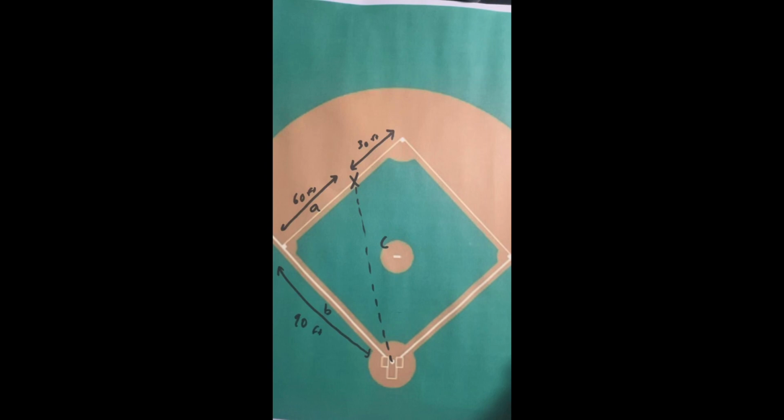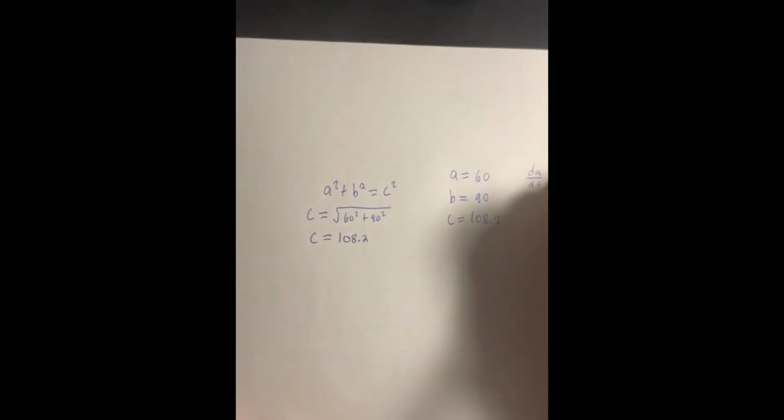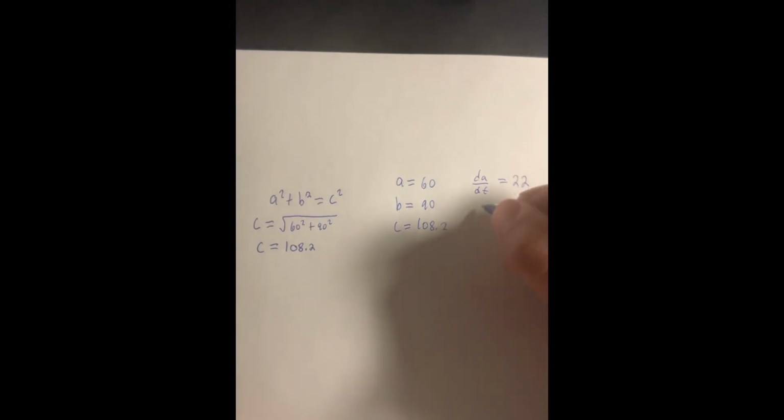To start, we can draw a diagram with the base runner at point X, 30 feet away from second base. Then we can show that distance A is 60 feet, which is 90 minus 30, and distance B is 90 feet. The distance between point X and home plate, or distance C, is a direct line between the two. First, we must find distance C. We can use the Pythagorean theorem to plug in distance A and B to find that distance C is equal to 108.2 feet.